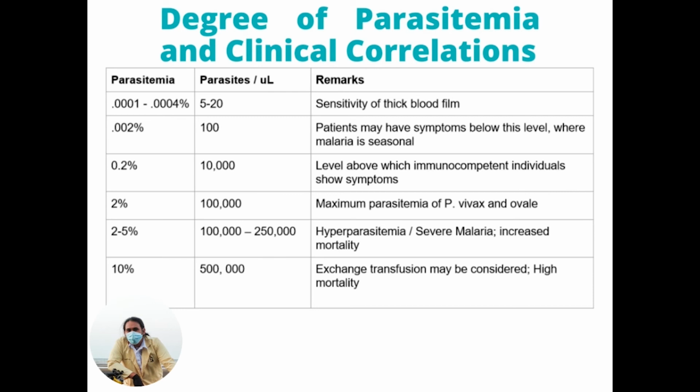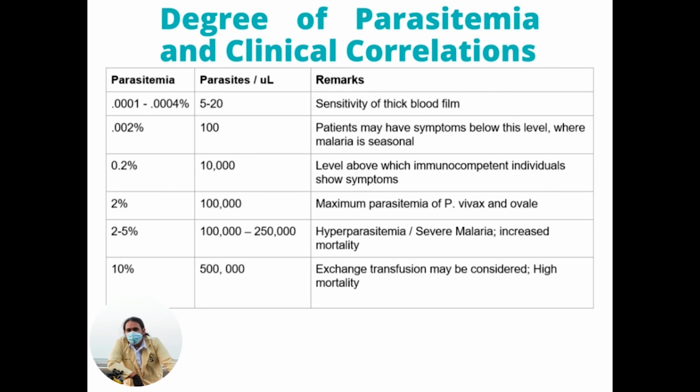Degree of parasitemia and clinical correlations. For 0.0001 to 0.0004% parasitemia with 5 to 20 parasites per microliter, the remark is the sensitivity of thick blood film. For 0.002% parasitemia with 100 parasites per microliter, the remark is that patients may have symptoms below this level where malaria is seasonal. For 0.2% parasitemia with 10,000 parasites per microliter, this is the level above which immunocompetent individuals show symptoms.